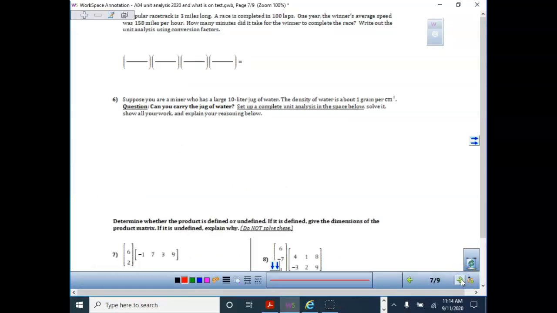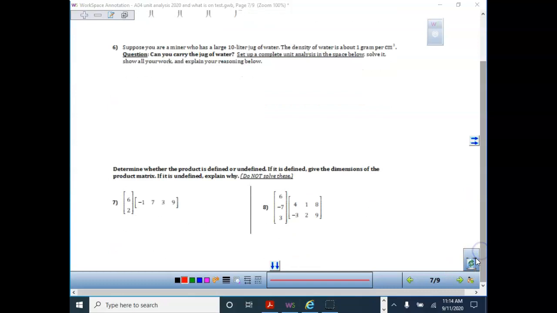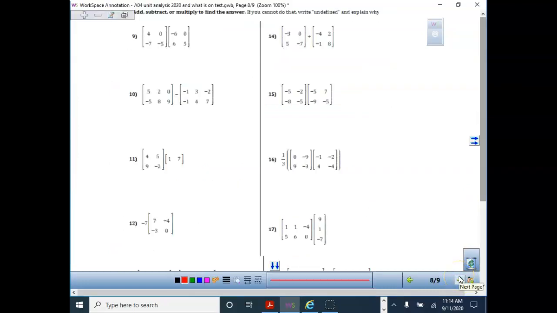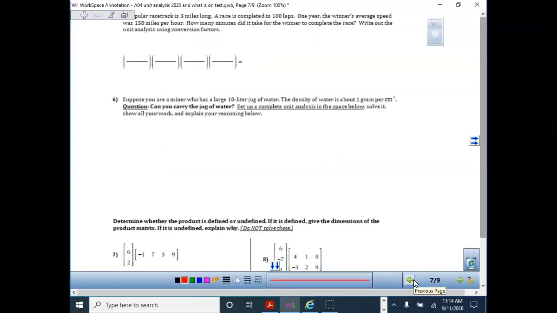So in 4B, it's kind of all review. So it starts with the unit analysis. Then it goes into matrices, and there's more matrices. The first 2, notice they are just asking you to tell if it is defined or undefined, and then explain why you say which one it is.